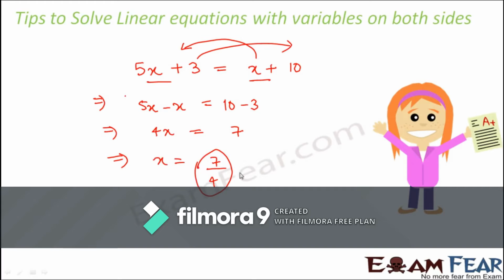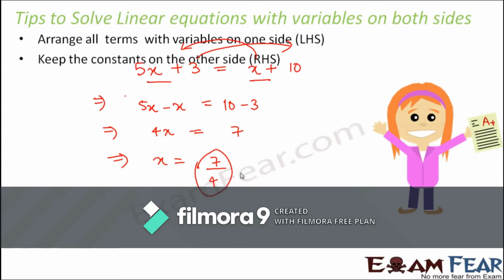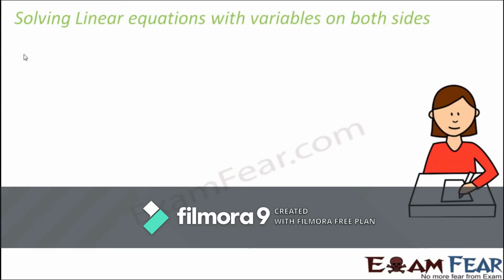So this would be a solution for this equation. You see the approach remains the same. It is just that you need to remember those simple steps when you transpose constants and variables from one side to another. So here what we are going to do is we will arrange all terms with variables on one side and we keep all the constants on the other side. That is the simple mantra that we will follow to solve linear equations.